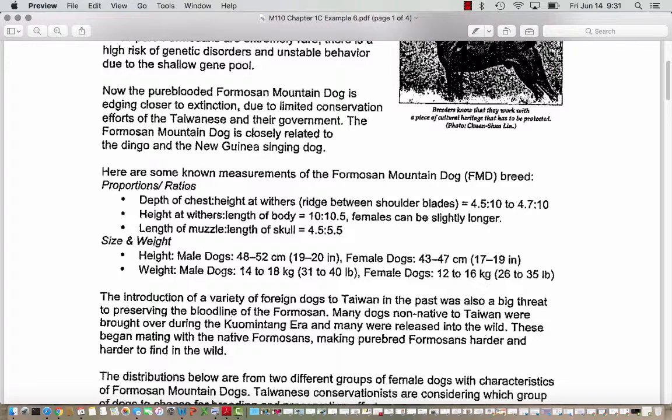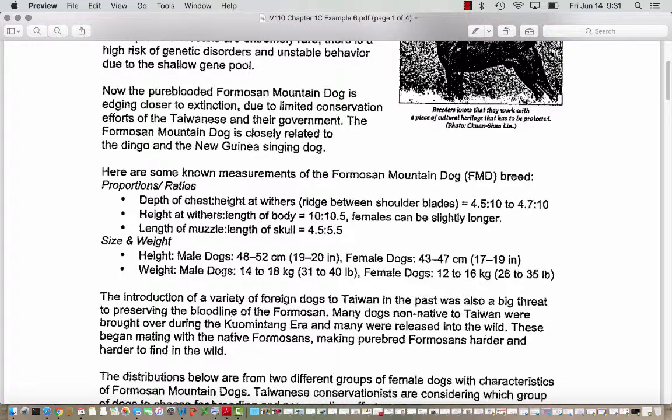Similarly, we have the relationship between the height at the withers to the length of the body. So you can see 10 to 10.5, that's telling us the height of the dog is pretty close to the length of the body because they're similar numbers. And then the length of the muzzle to the length of the skull, we see the length of the muzzle is a little bit less than the length of the skull.